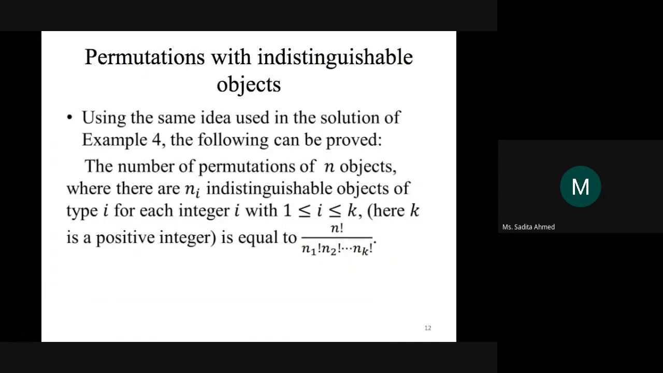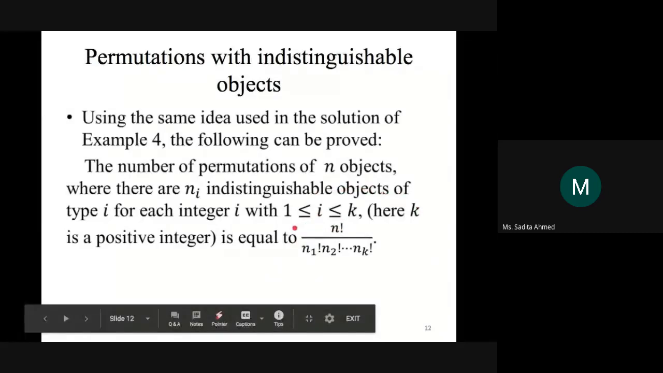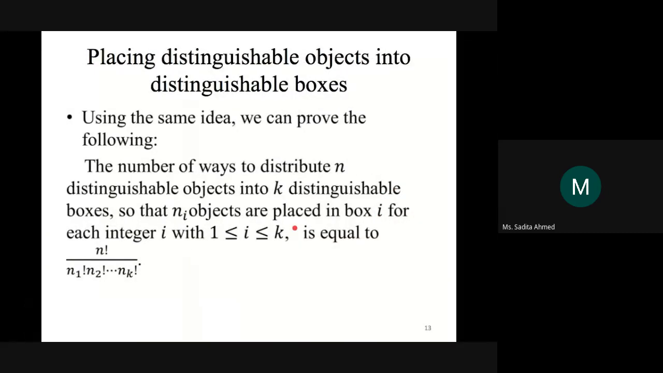All right. We can also use the same method for a different type of problem. Placing distinguishable objects into distinguishable boxes. This time we have distinguishable objects which will be placed in distinguishable boxes. Previously, remember, we were talking about indistinguishable objects placed into distinguishable boxes. Now we're going to talk about distinguishable objects placed into distinguishable boxes.